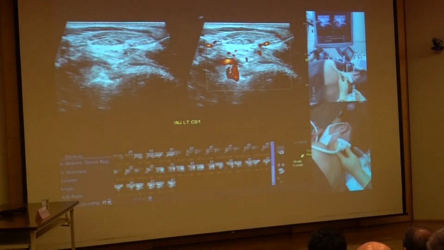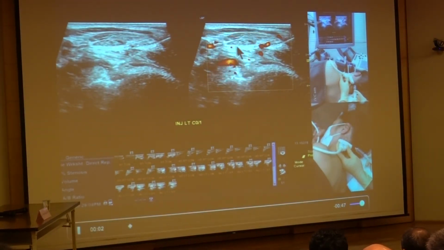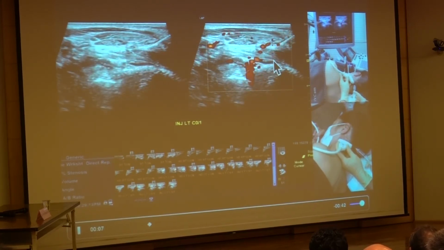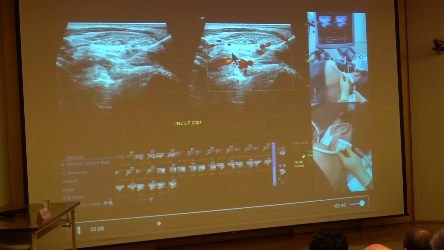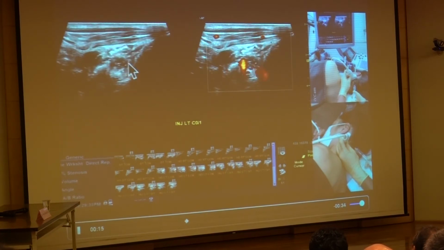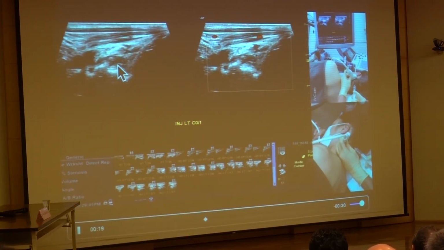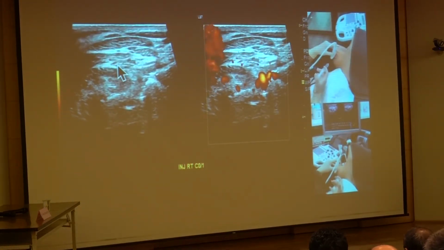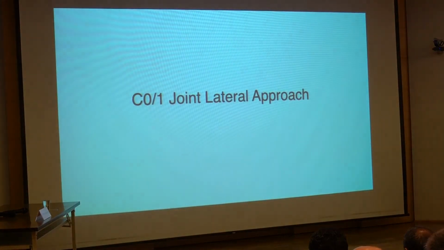Posterior approach, pretty much the same. You can see the major here, and your OCS, obliquus capitis superior, and your needle coming posterior to anterior. You validate your needle tip by turning the probe 90 degrees, and you're trying to push the blood vessel away. For this one, okay, I will just skip that.